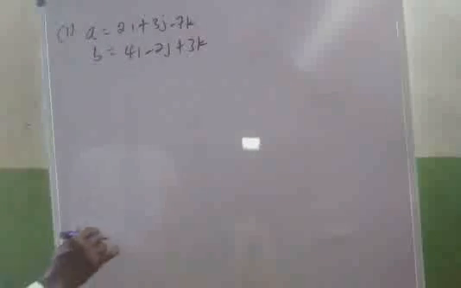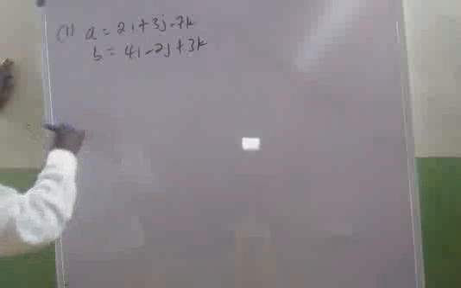So the first one we have A equals 2i plus 3j minus 7k, and B equals 4i minus 2j plus 3k. Now the first thing we need to do is to quickly find the projection of B. So to find the projection of B, first of all, let's find the unit vector B.